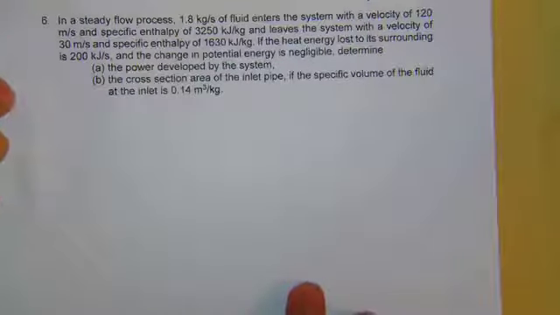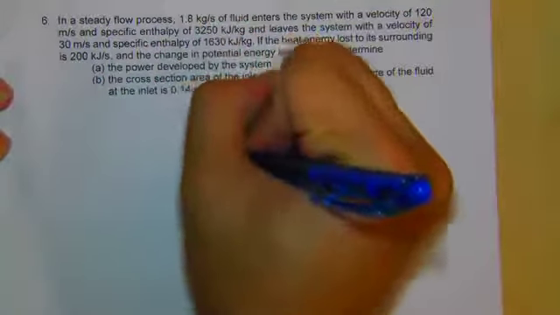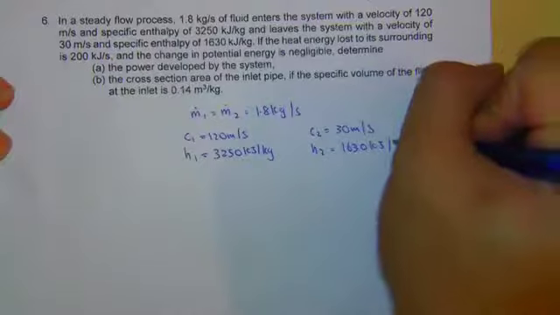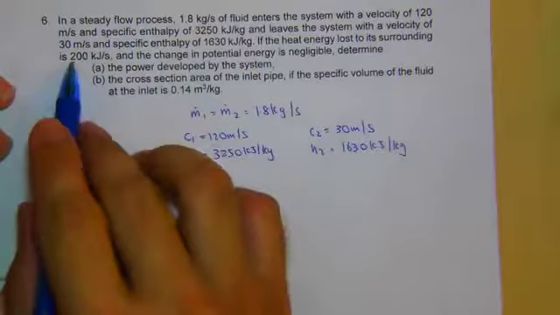So, for the last question of the day, question 6. Same thing, steady flow process, 1.8 kg per second. So m dot 1 is equal to m dot 2, which is equal to 1.8 kg per second. It enters a system with a velocity of 120, so C1 is 120. Specific enthalpy of 3250, so H1 is 3250. And it leaves the system with a velocity of 30, so C2 is 30. Specific enthalpy of 1630. If the heat lost to the surroundings is 200 kilojoules per second, so Q dot out is 200. Change in potential negligible. Determine the power developed by the system.